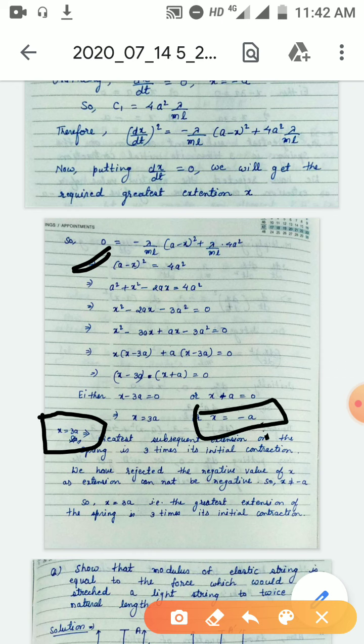x equal to minus a. We have rejected this value of x as extension cannot be negative. So x cannot be equal to minus a. Therefore x is equal to 3a, that is, the greatest extension of the spring is 3 times its initial contraction.